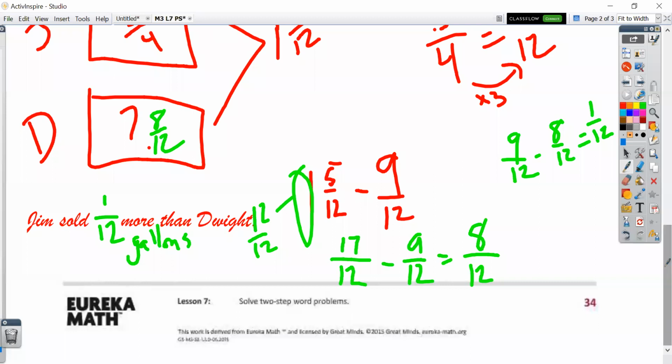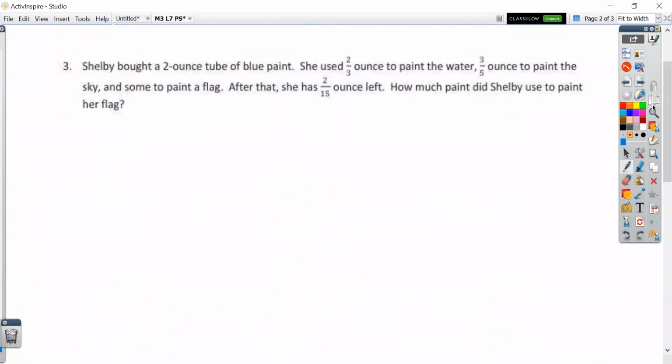All right, let's go look at question 3 together. Shelby bought a 2-ounce tube of blue paint. She used 2/3 ounce of paint to paint the water, 3/5 ounce to paint the sky, and some to paint the flag. After that, she had 2/15 ounce left over. How much paint did she use to paint her flag?